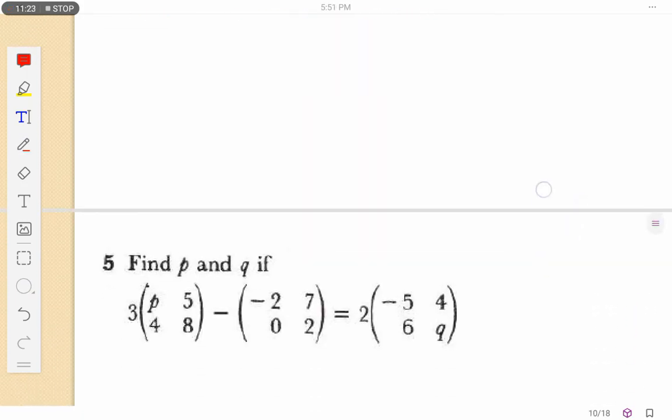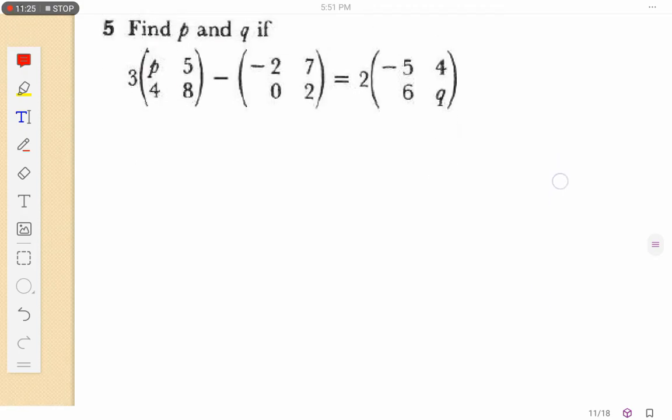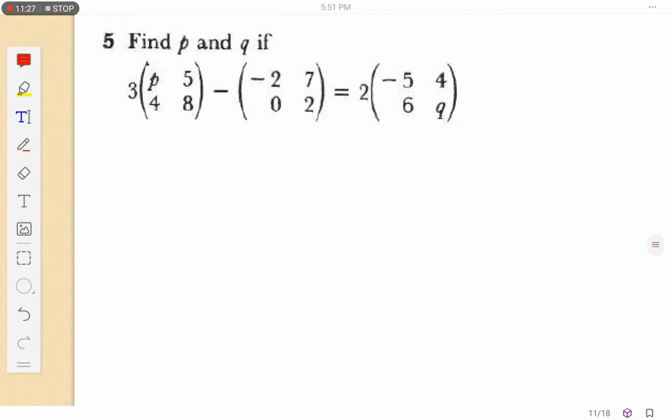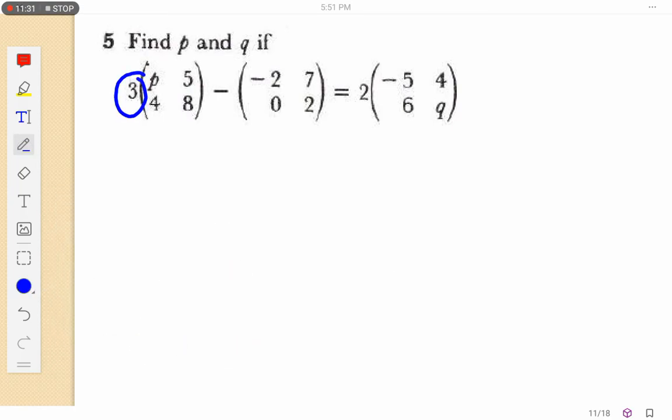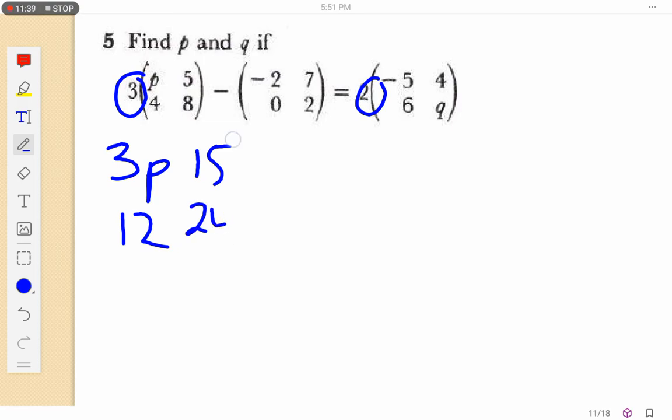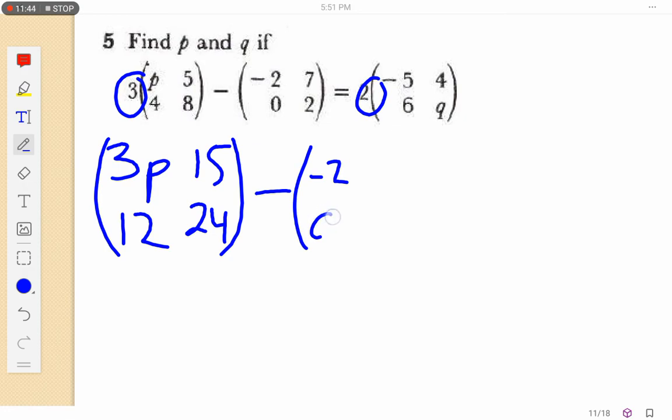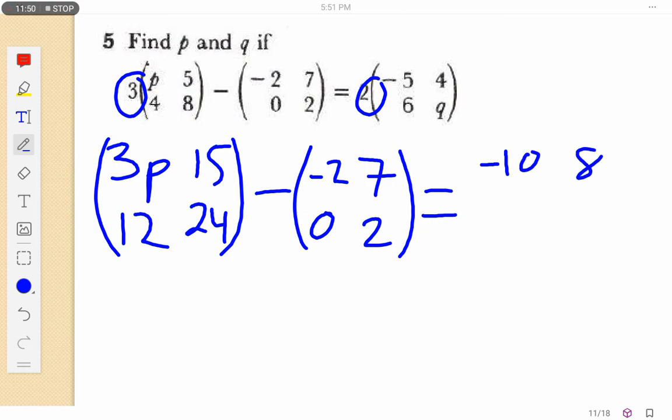Let's do the last question. Just like the previous one, first of all, we multiply our scalar inside the matrix. Okay, so I'll have 3p, 15, 12, 24, okay, minus 2, 0, 7, 2 is equal to minus 10, 8, 12, 2q.